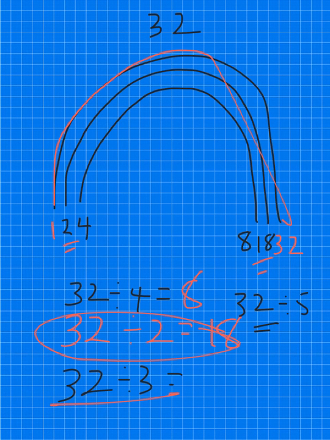32 divided by 6 also gives us a decimal, so that won't work. Then the next one is 32 divided by 7. That also gives us a decimal, so that won't work. And the next one is 8, and we already have 8 in our factor rainbow, so we don't have to use that. So now we have a complete list of all the factors of 32. It's 1, 2, 4, 8, 16, and 32.